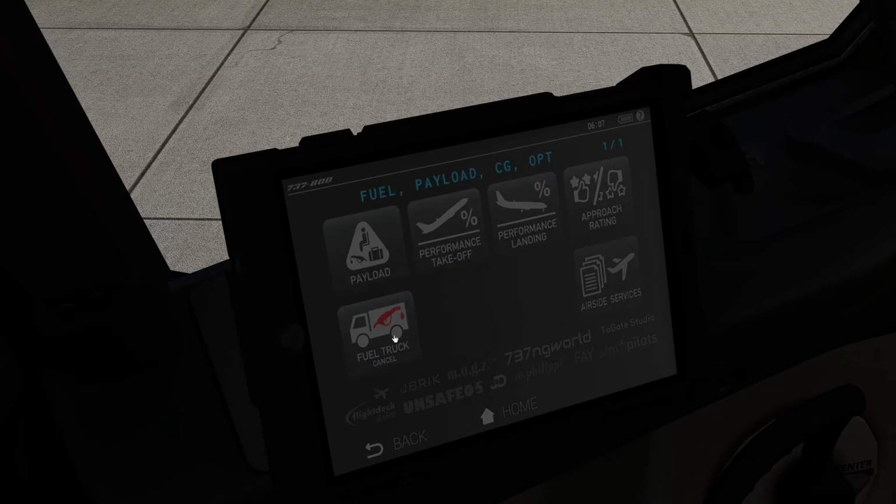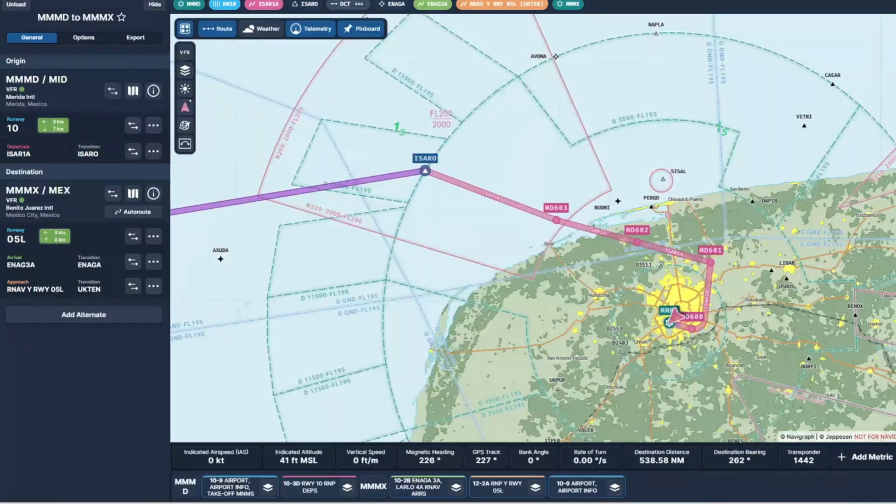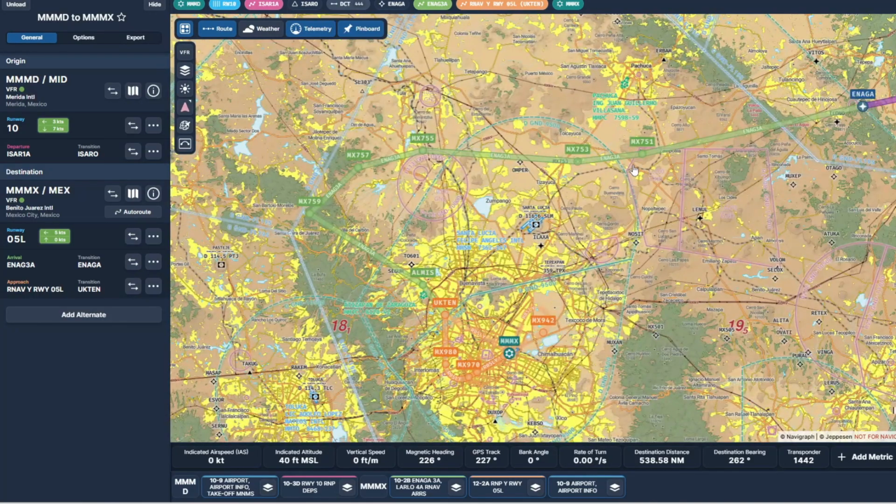So let's get the refueling going. We're entering the route manually, and this is the ISARA 1 Alpha departure out of Merida from runway 10. And our STAR, the NAG3 Alpha, brings us down here to Upton, where we begin our procedure for the RNAV approach onto runway 05 left.